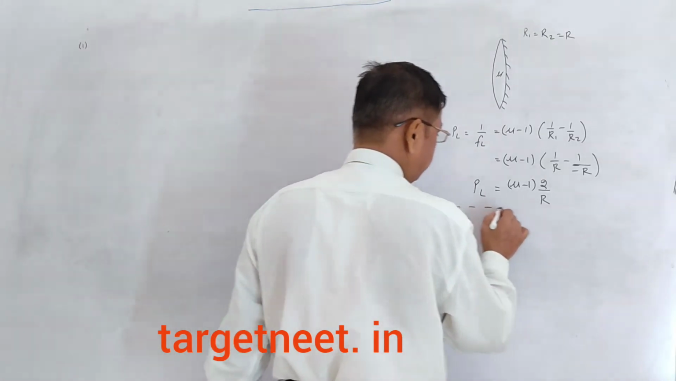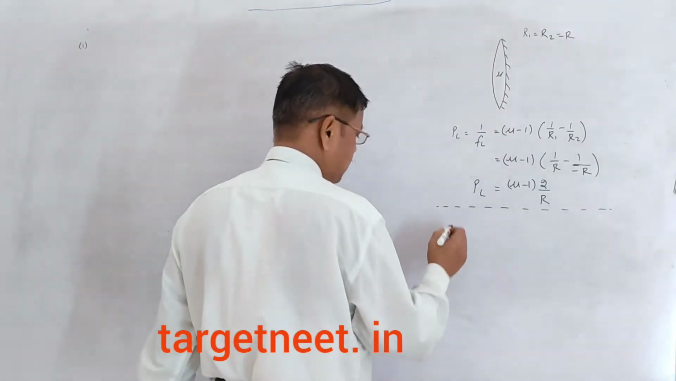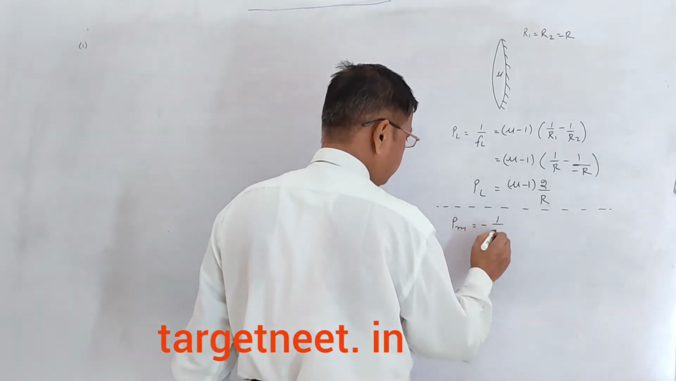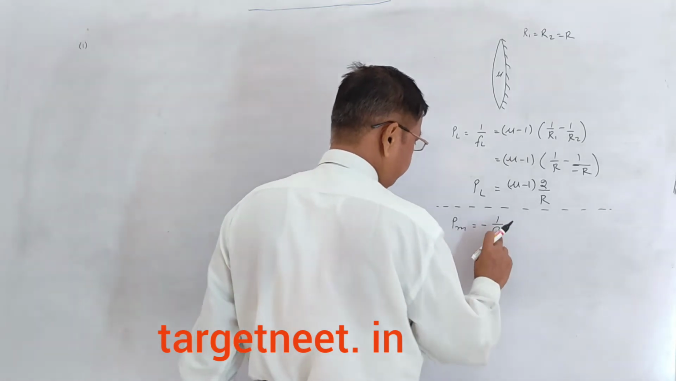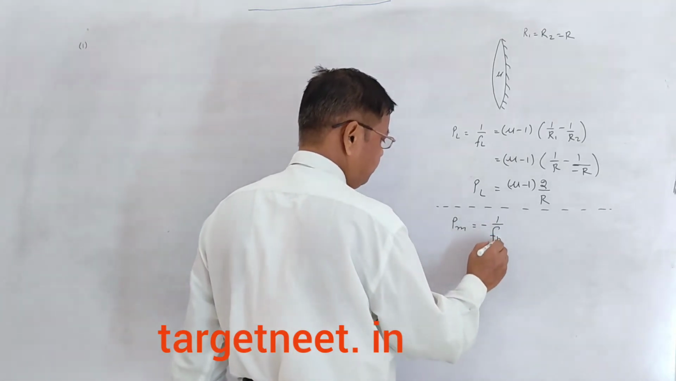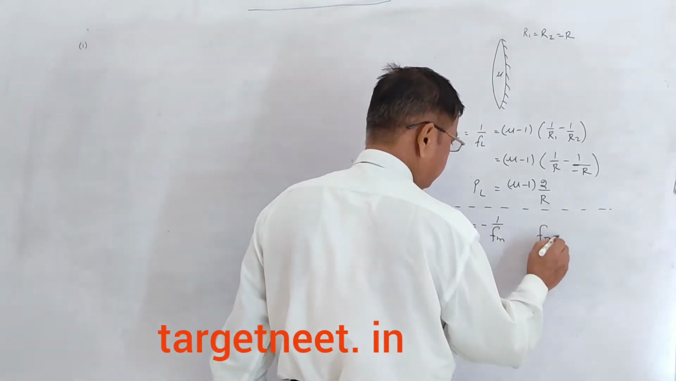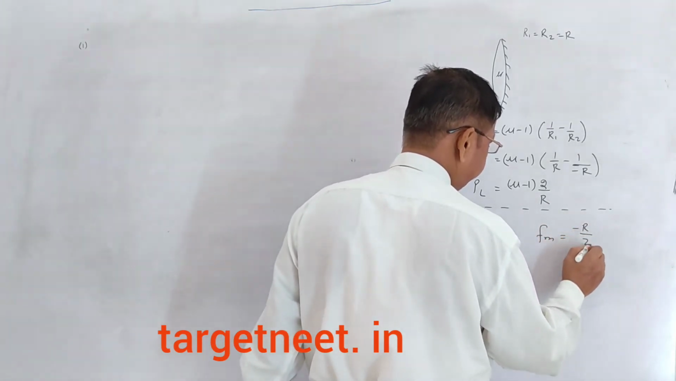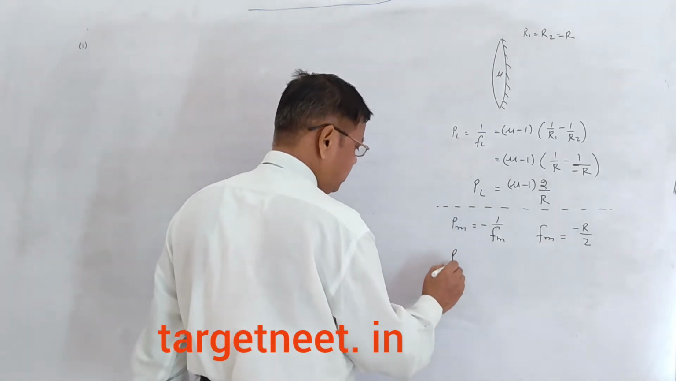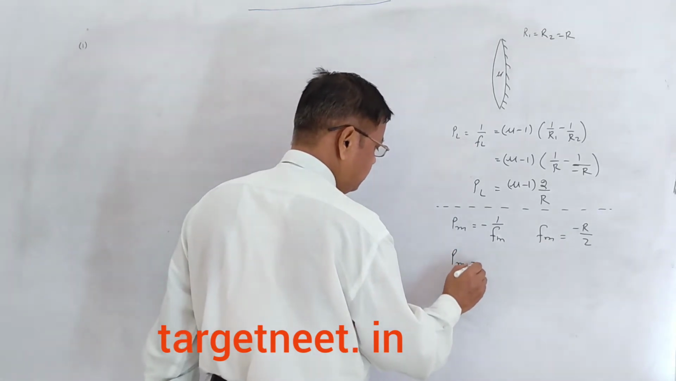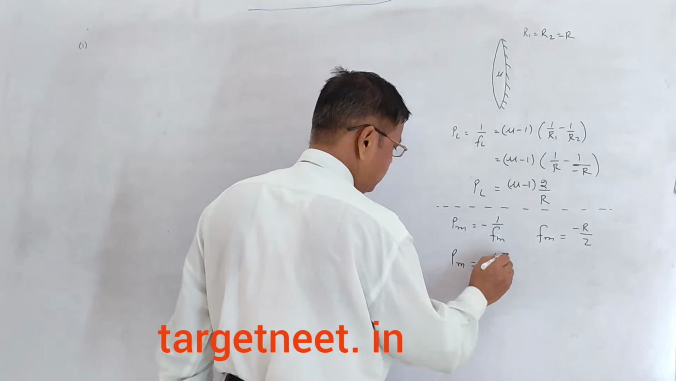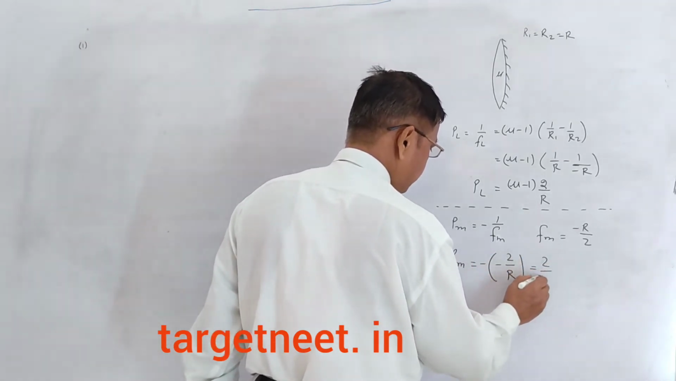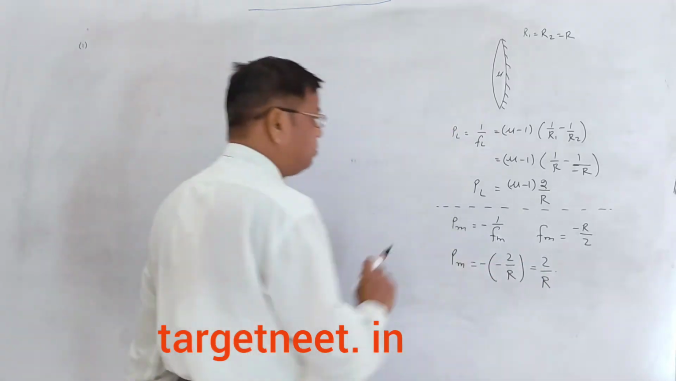Now power of mirror. Power of mirror is minus 1 upon fm, and fm is r, that is r2, so minus r by 2. So if you put here, it is minus 2 by r, so it is 2 by r. So this is power of mirror.